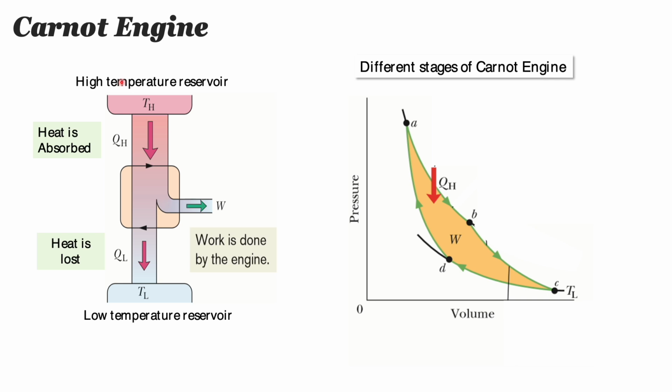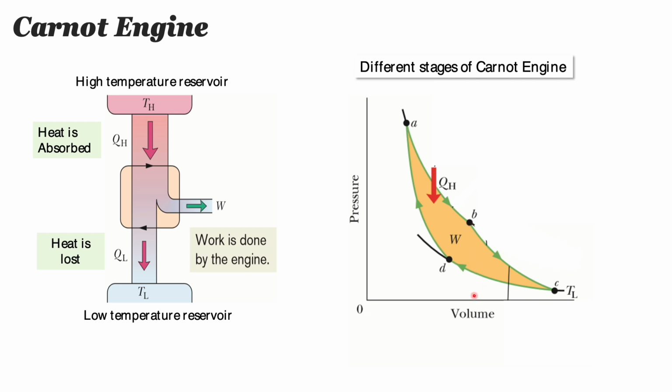Now let's take a closer look at the working of the Carnot engine with the help of its PV diagram. Now consider that the system was at this state initially, the state A, where the volume is this one, we call it VA, and the pressure is this one, we call it PA. And at this state, this working substance gas absorbs some heat energy QH from the high temperature reservoir here, and the gas then expands from A to B.